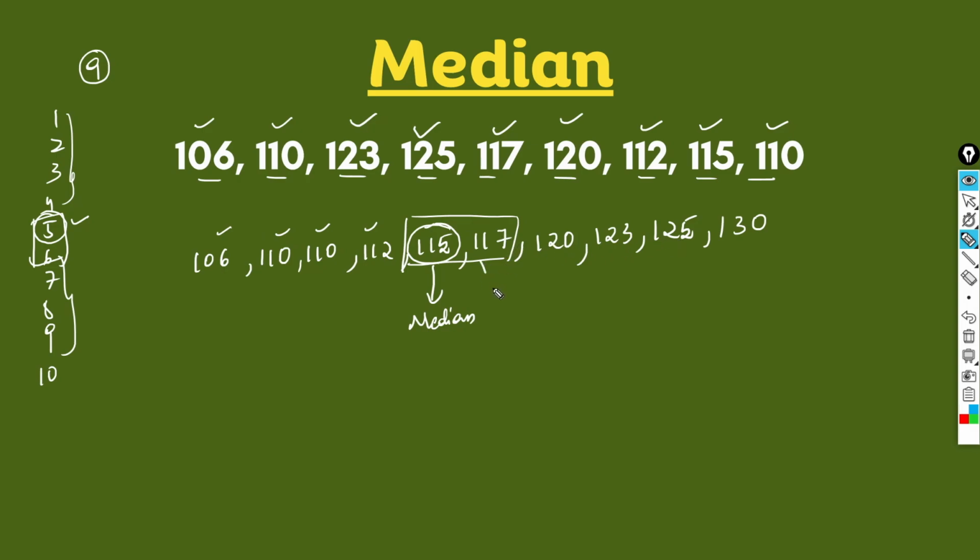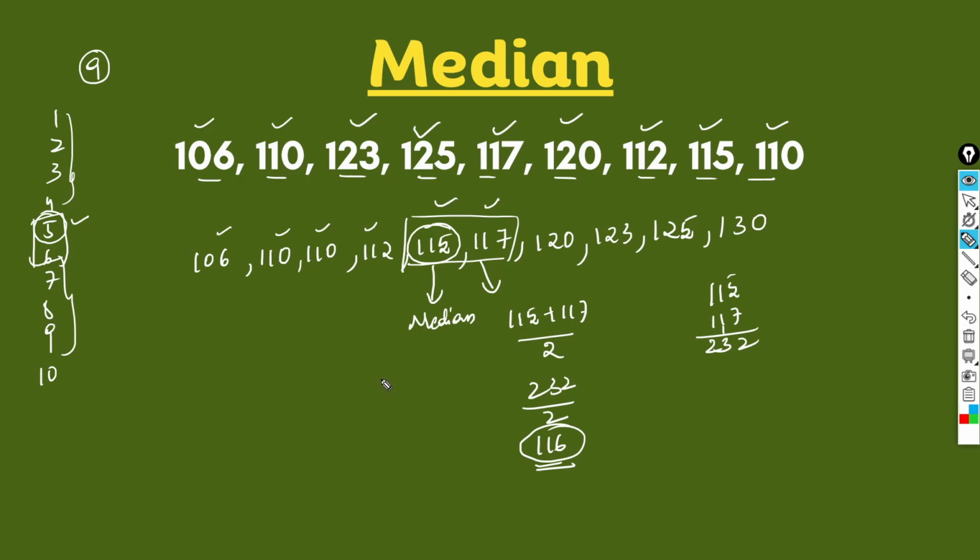So in this case, what will we do? We will add both the terms, that is 115 plus 117, and we divide it by 2. See, 115 plus 117 is what? 5 plus 7 is 12, then 1, 2, 3, 2. 232 by 2 is equal to 116. So we'll add both middle terms and divide by 2, and the number which we get is the median of that data.